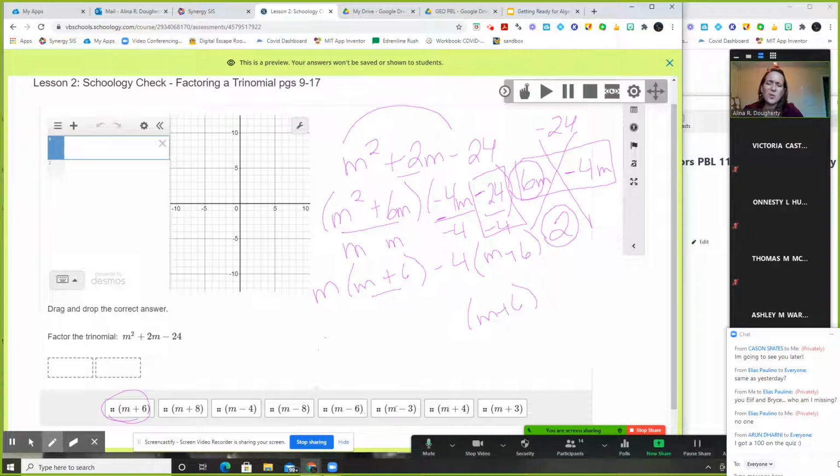m plus 6. I don't know why Schoology puts those little 4 dots there, that little waffle. Kind of bugs me a little bit that it does that.